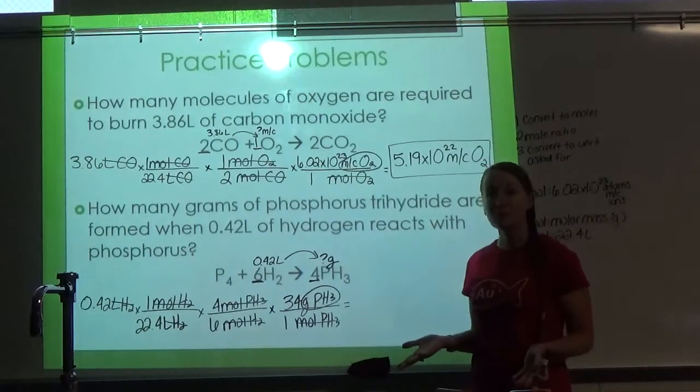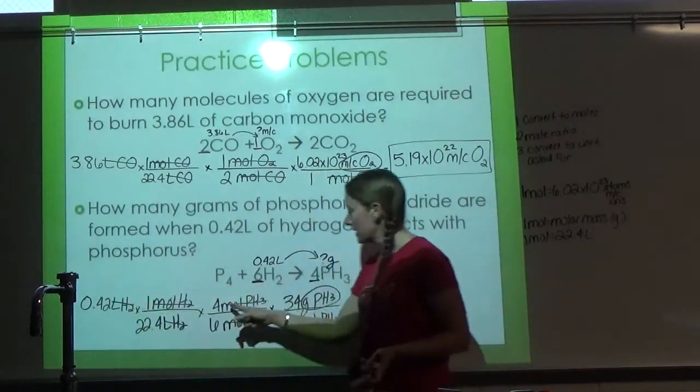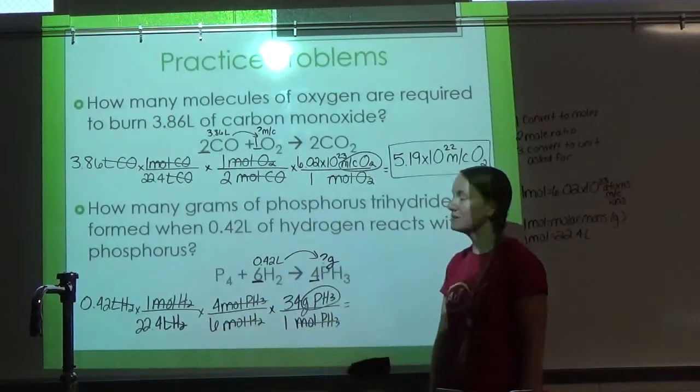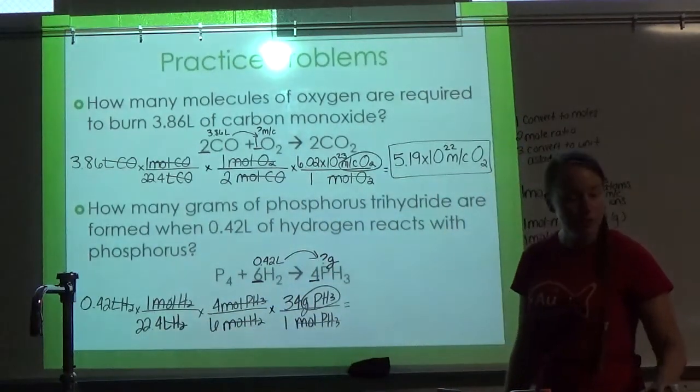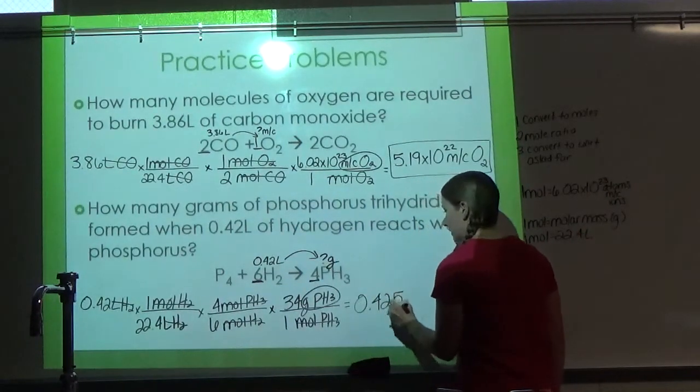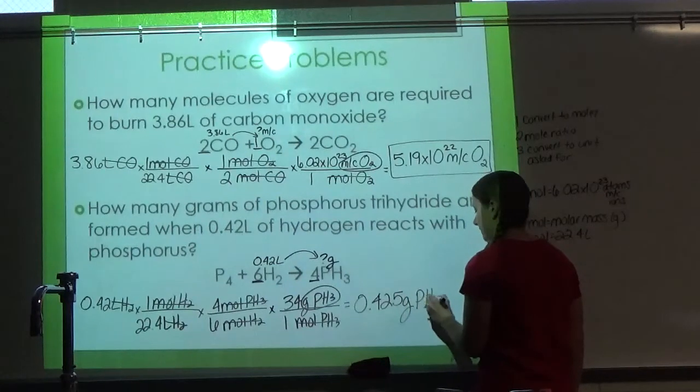And so last step is multiply across the top. 0.42 times 4 times 34 divided by the bottom. So divided by 22.4 and divided by 6. So once you do that, you should get 0.425 grams of PH3.